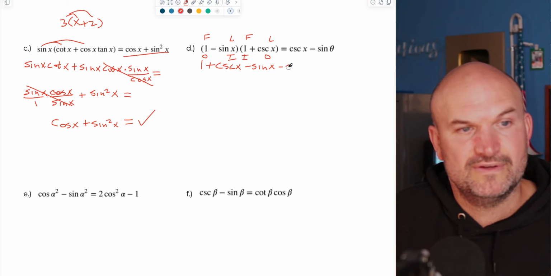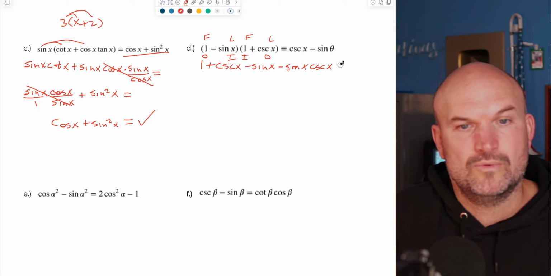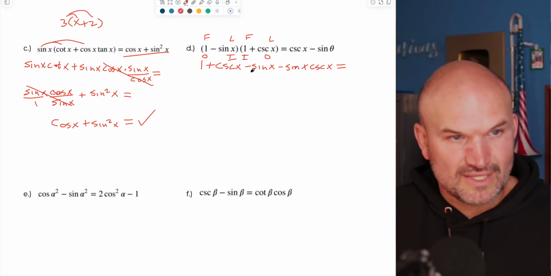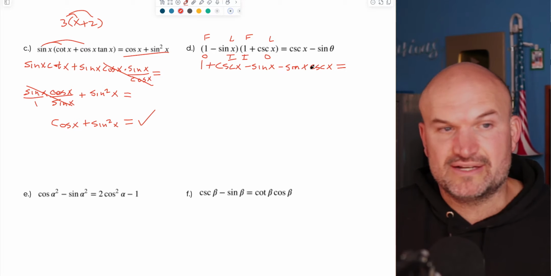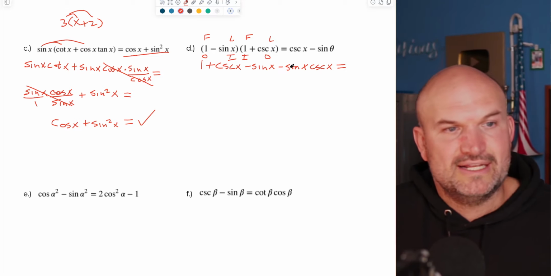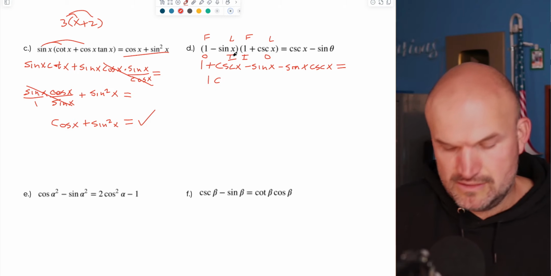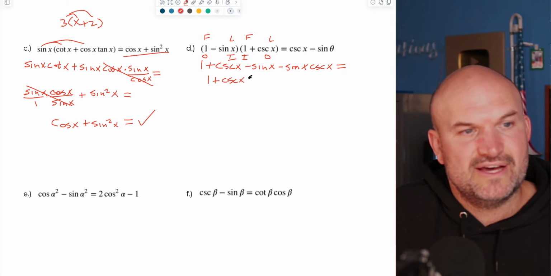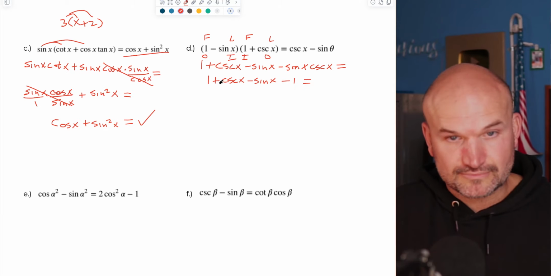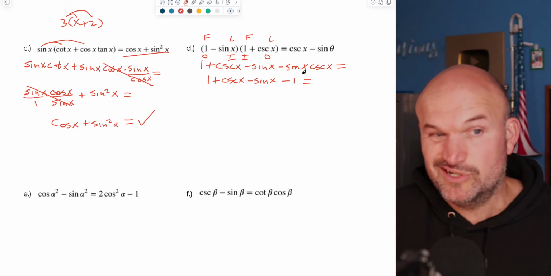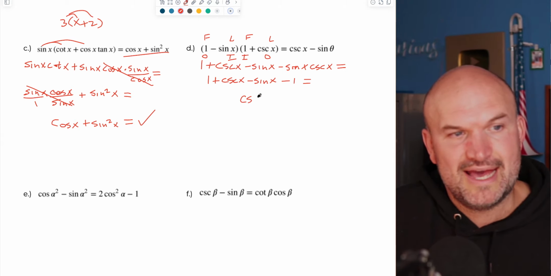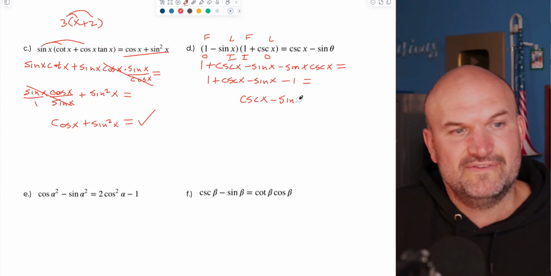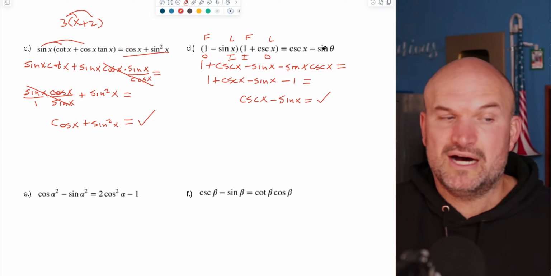So we have a negative sine of x times a cosecant of x. Whew. Okay. Now, what do I know about sine of x times cosecant of x? They're reciprocals of each other, right? So that's going to go ahead and simplify down to 1. So that's going to be 1 plus cosecant of x minus sine of x minus 1. Okay. Now, in this case, the 1 minus 1 is just going to go to 0. And then you can see, again, we have cosecant of x minus sine of x, and that's exactly what we have here on the right-hand side.